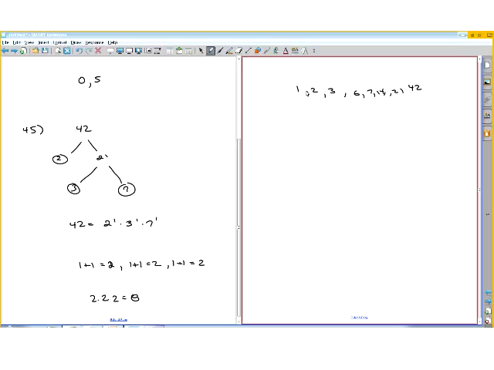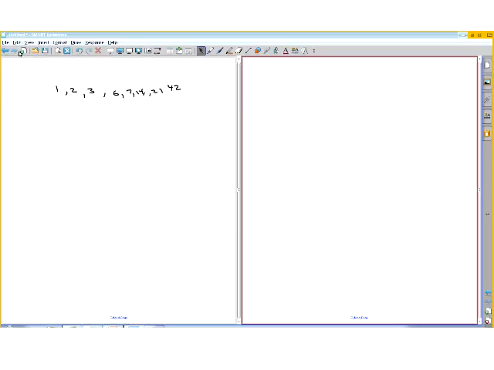Okay, so those are our divisors: 1, 2, 3, 6, 7, 14, 21, 42. 42 divided by 1 is 42. 42 divided by 2 is 21. 42 divided by 3 is 14. 42 divided by 6 is 7. 42 divided by 7 is 6. 42 divided by 14 is 3. 42 divided by 21 is 2. 42 divided by 42 is 1. So that all works out okay.